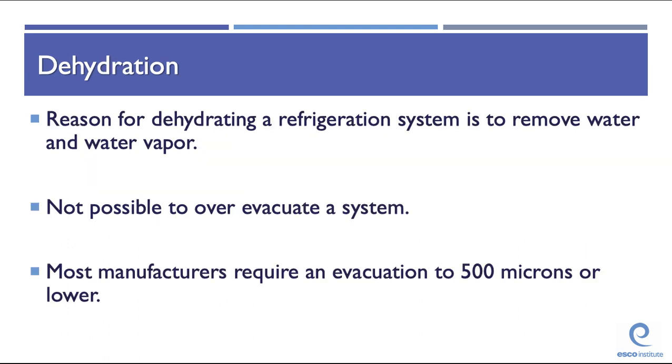Dehydration, or evacuation, comes next. So you've recovered the equipment, you've fixed the leak, you've leak checked it, now you're going to dehydrate it. The reason for dehydrating a refrigeration system is to remove water and water vapors. It's important to follow proper dehydration procedures. If moisture is allowed to remain in the operating refrigeration system, hydrochloric and hydrofluoric acids may form.